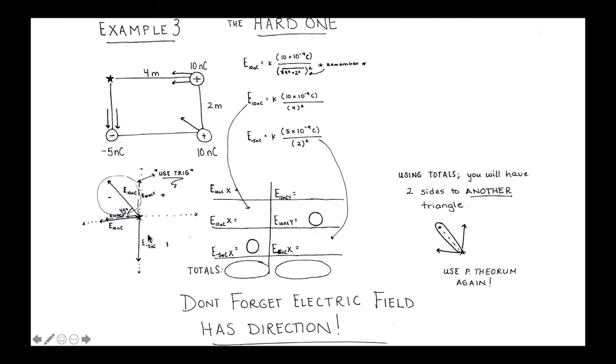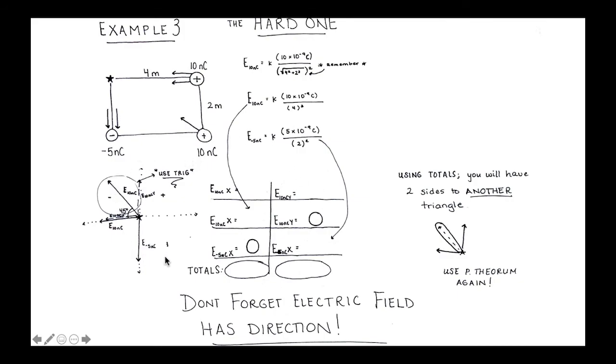You can see 0 here because this -5 nanocoulomb, it doesn't have an x component, just a y. You'll total this up, and you'll have another set of values for x and y. And if you have another x and y component, well, great, you can make another triangle, okay? And you make another triangle, and you'll do the same thing as you did on the last problem. You use the Pythagorean theorem, find the hypotenuse, and that will be the total electric field.